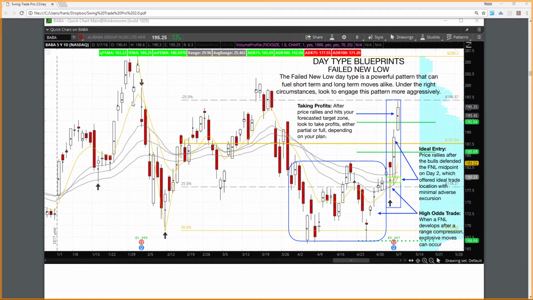So this is what it looked like after it continued. The failed new low day type, one of my favorites. It's so powerful, so incredibly aggressive when it really goes. And you can see right here, again, that was a developing day. Price pulled back, it hit the midpoint, it was messing around, but look at how aggressively it continued to push higher by the end of the day, closing well above the 187 halves. It hit 190. The next day, price pops up yet again, hits the 197 zone.